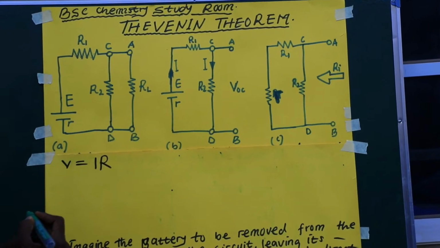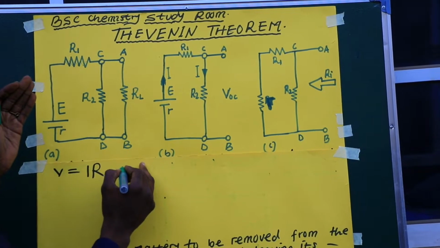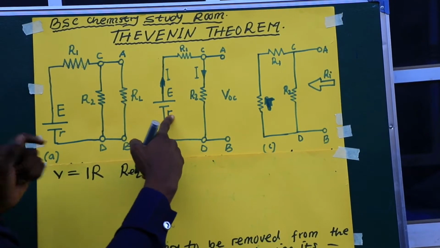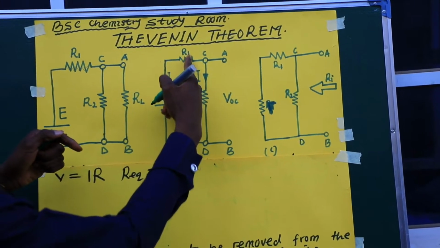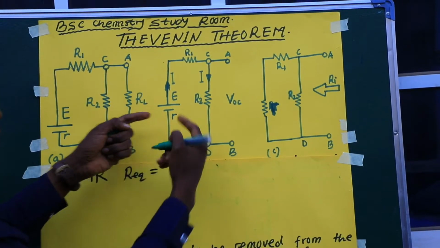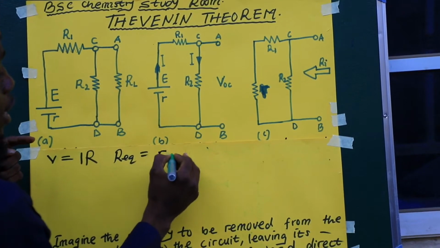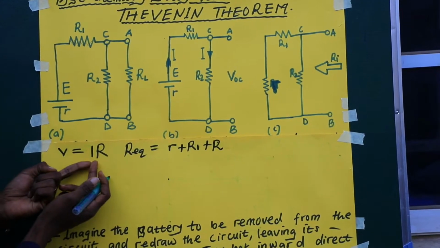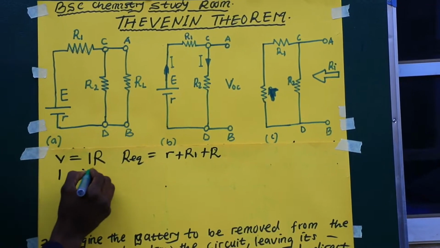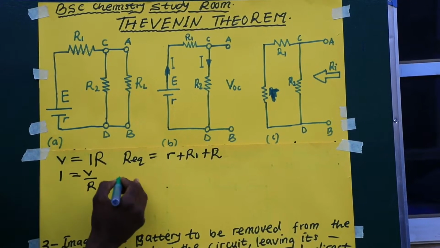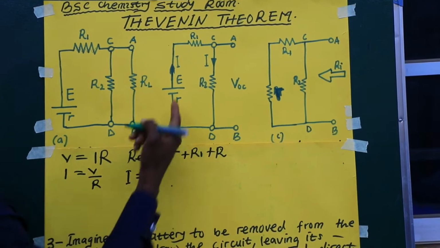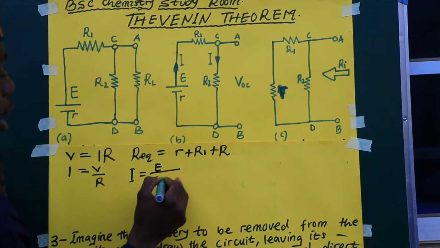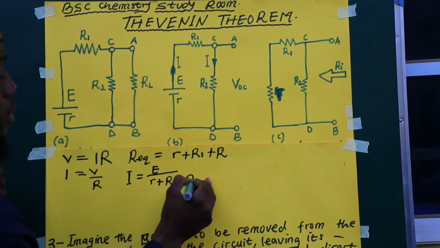Now inside this circuit we have to find R equivalent. When looking at the circuit, the internal resistor small r, R1 and R2 are all in series. So R equivalent is equal to r plus R1 plus R2. Now we make I the subject: I is equal to V all over R. In this circuit, we know our voltage is E. Therefore, I is equal to E all over R equivalent, that is r plus R1 plus R2.